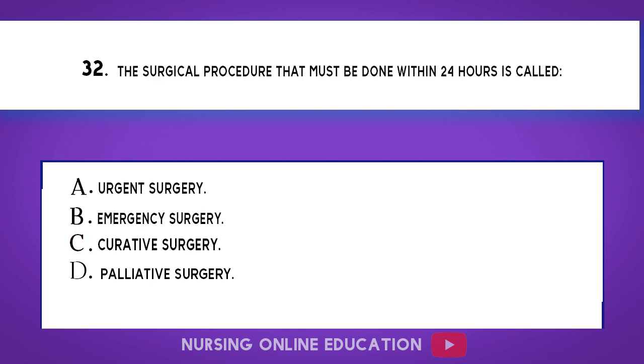32. The surgical procedure that must be done within 24 hours is called: A. Urgent surgery, B. Emergency surgery, C. Curative surgery, D. Palliative surgery. The answer is option A, urgent surgery.